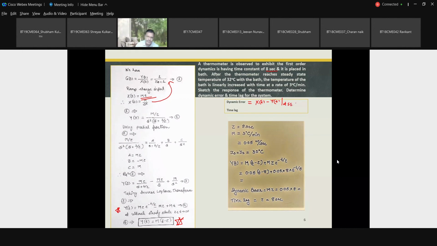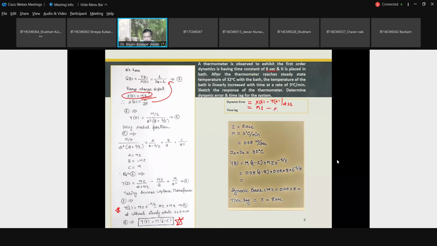It is a difference at steady state. What was the value of xt? xt is empty. What is yt at steady state? M t minus tau. New steady state.